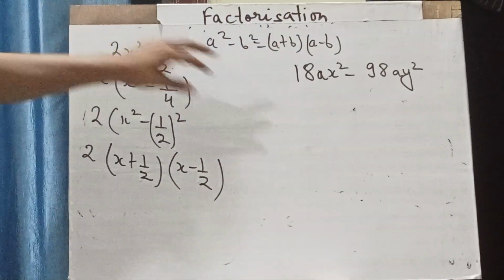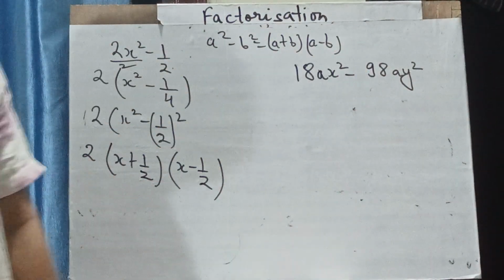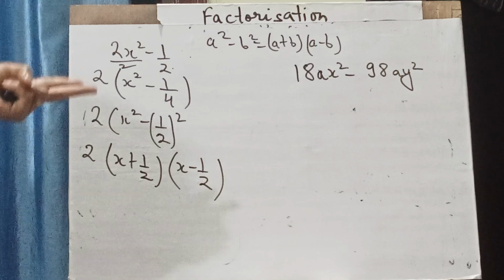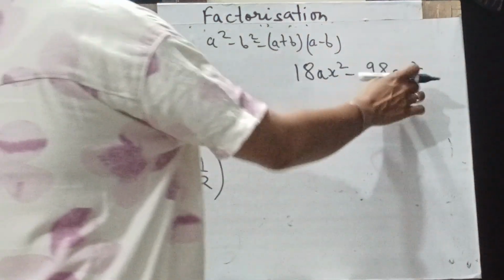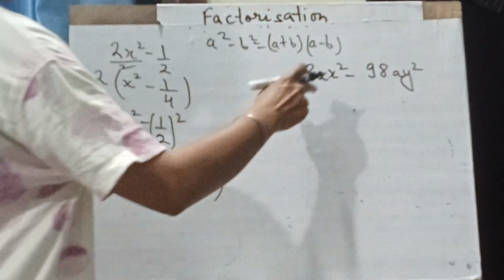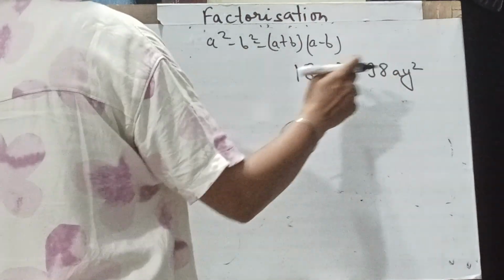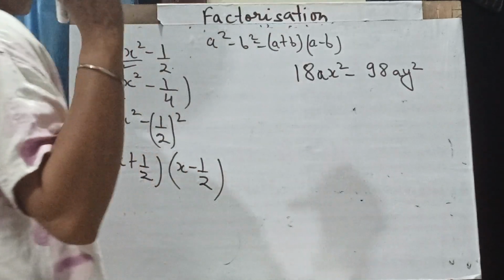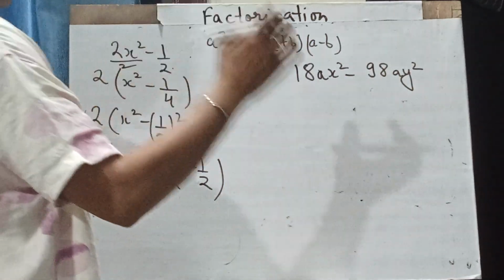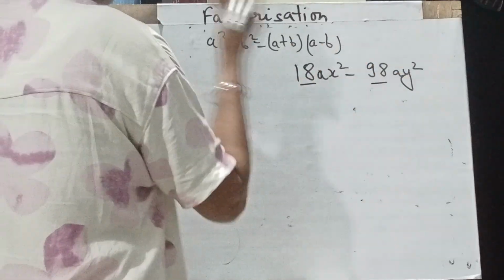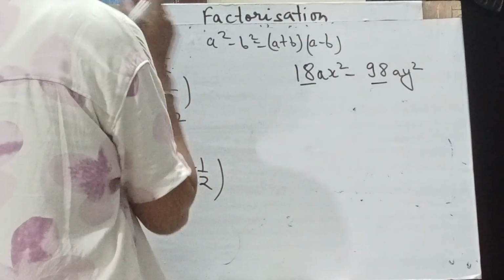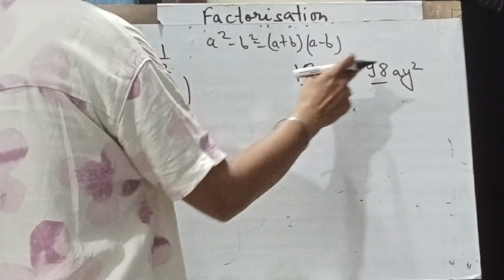Now if you see this question, 18ax square minus 98ay square, we cannot factorize it directly because we are not seeing any square number here except x square and y square. But we can see one thing: we have got a common a, and also 18 and 98 have some common factors. Take the factors out. What is the biggest common factor here? It will be divided by 2.